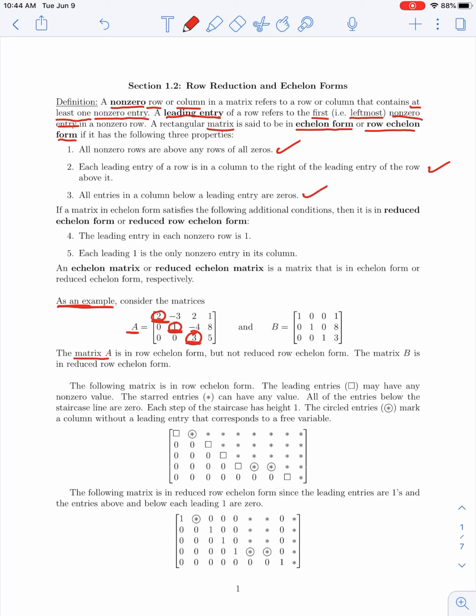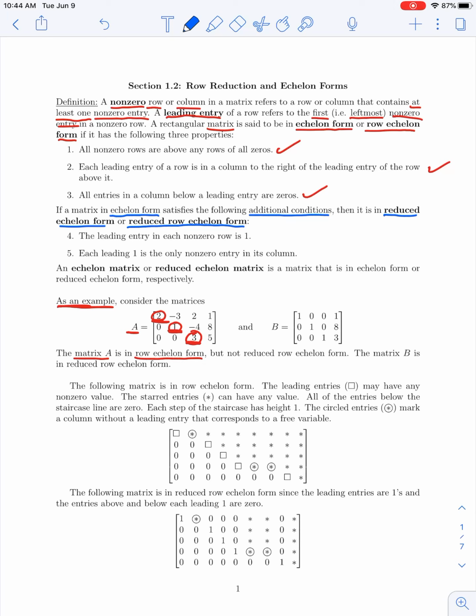So this matrix A is in echelon form, or row echelon form, and we can introduce another definition here. We would say that if a matrix is in echelon form and it also satisfies the following additional conditions, then it is said to be in reduced echelon form, or sometimes called reduced row echelon form. So to be in reduced echelon form, we have to have a matrix which is in echelon form, and additionally, these conditions 4 and 5 hold.